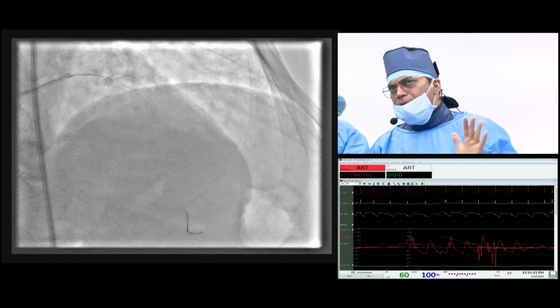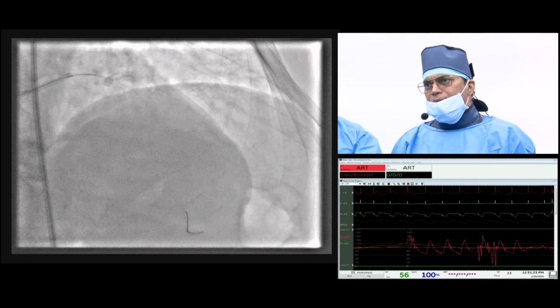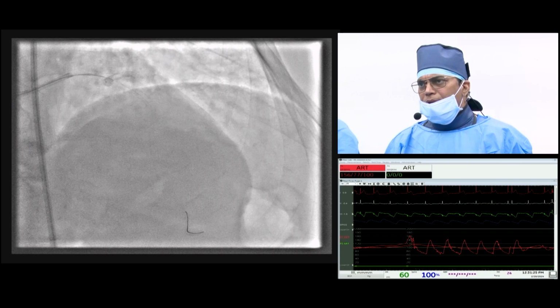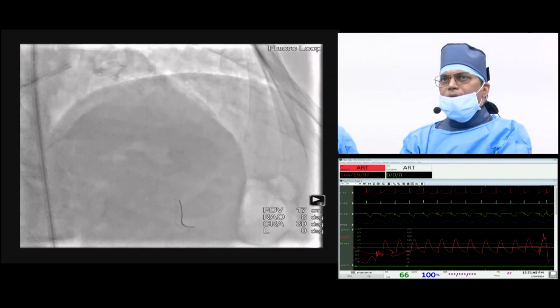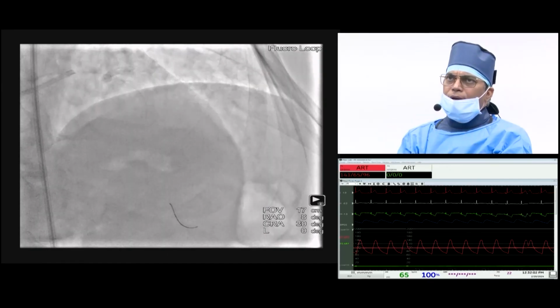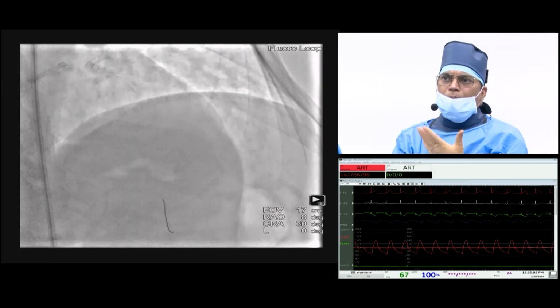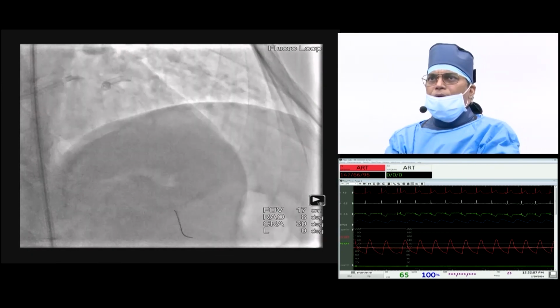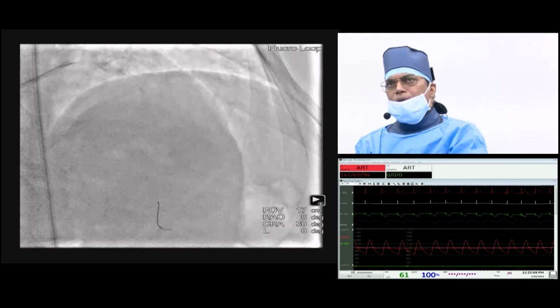We'll pull the burr into the catheter. We'll give some gap. We'll allow it to recover. If needed, you can give a small dose of diltiazem. You can give adenosine, nicorandil. Even SNP, sodium nitroprusside, is also very useful. So whenever there is slow flow, you can give intracoronary nitroglycerin, you can give nitroprusside, verapamil, diltiazem. All these drugs are very useful to control the slow flow.